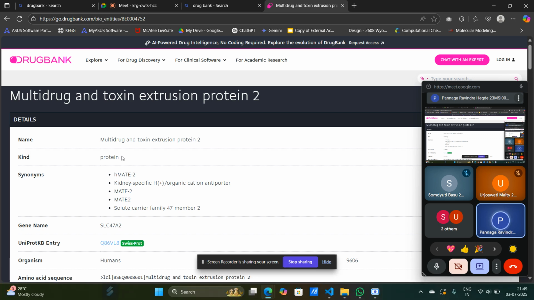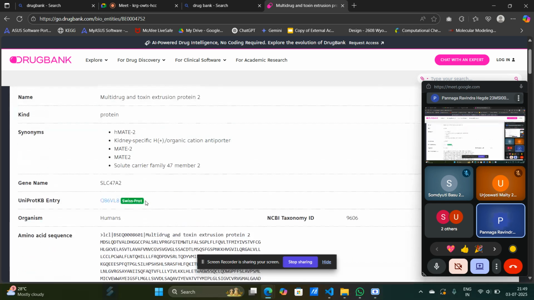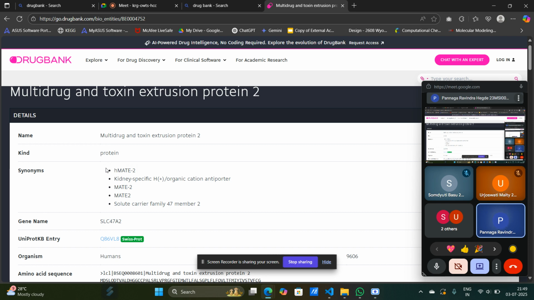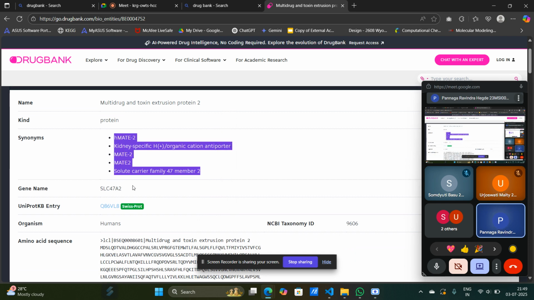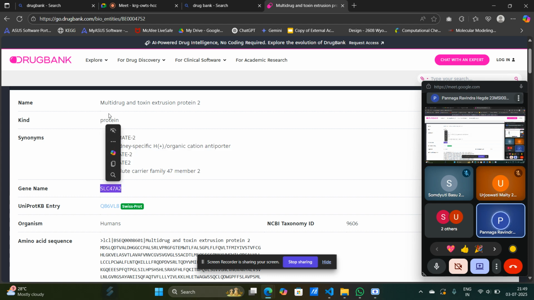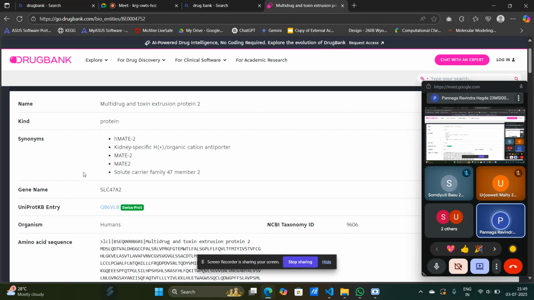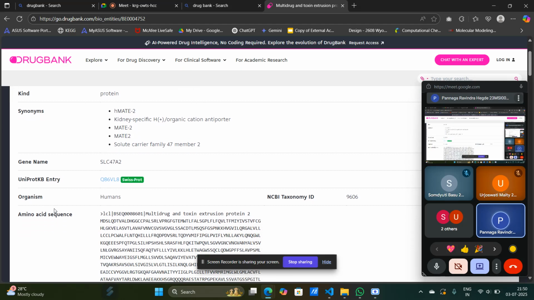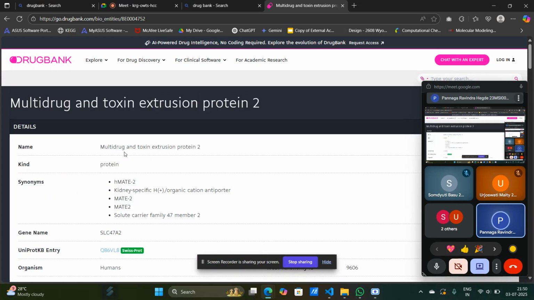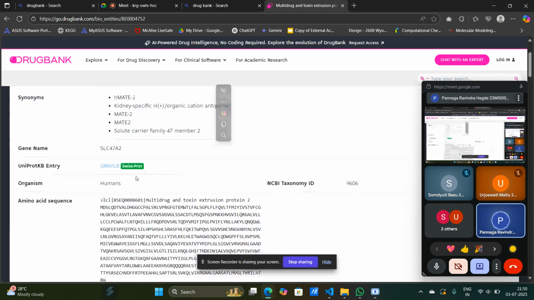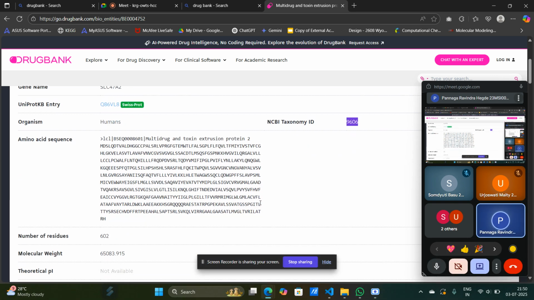It can be even genes, or it can be a DNA or an RNA, something like that. And it has few synonyms for the same protein. After that, you have the gene name through which this protein is formed. And then again, you have a unique ID for the protein from the UniProt KB database. And it says the target protein, the origin is going to be humans, and you also have humans taxonomic ID from NCBI, that is 9606.